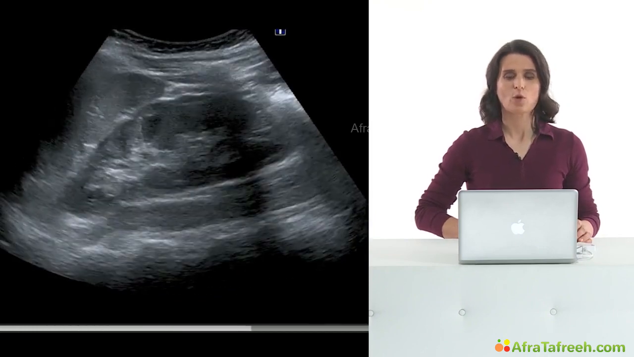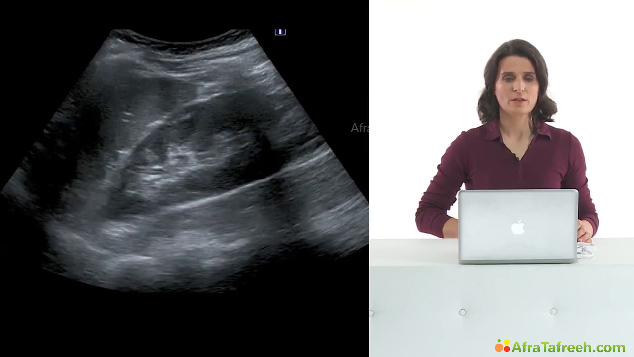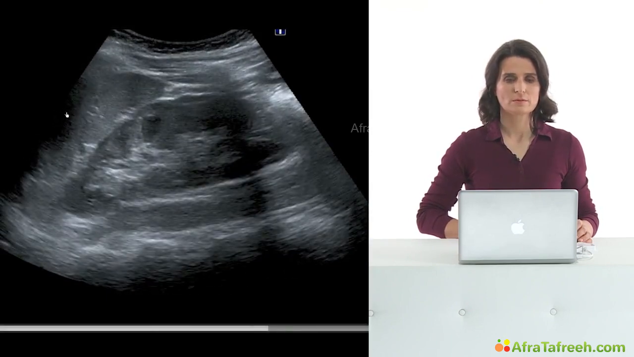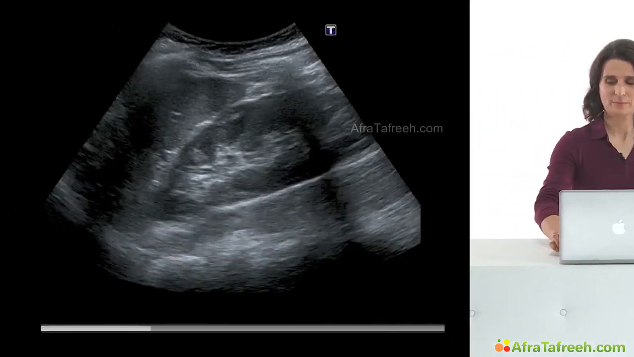A scan of the left kidney, the spleen over here, and the renal pelvis, the renal parenchyma. Our approach to the left kidney is from the left lower intercostal space. And we remember that the left kidney is positioned more cranial than the right one. So we have also to position our transducer a little bit more cranial.